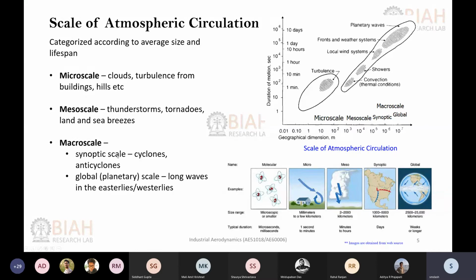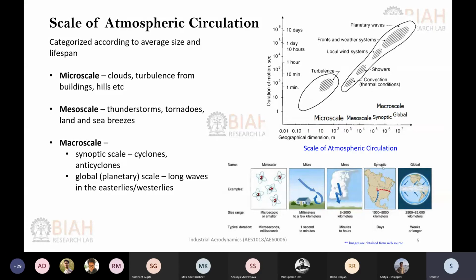Then the last one is the macroscale, which is quite big in terms of length and velocity fluctuations. They can again be categorized into synoptic and global scale. In the synoptic scale, the range of the circulation can be from 1,000 to 5,000 kilometers, and it can be seen for a few days itself. Generally cyclones and anticyclones are in this range.